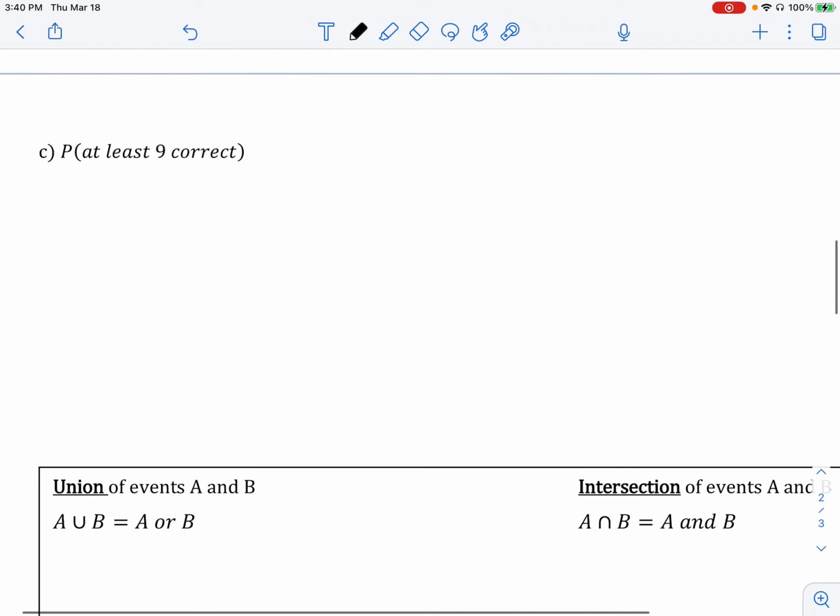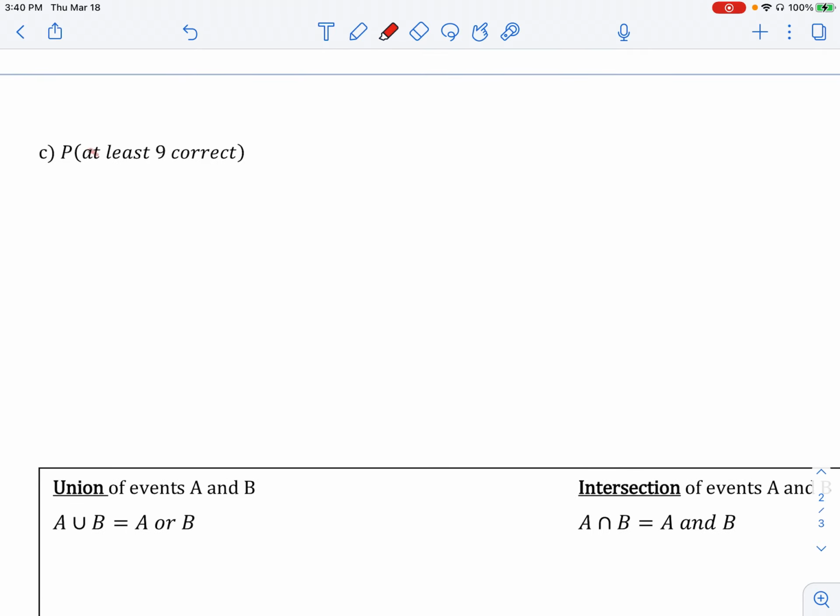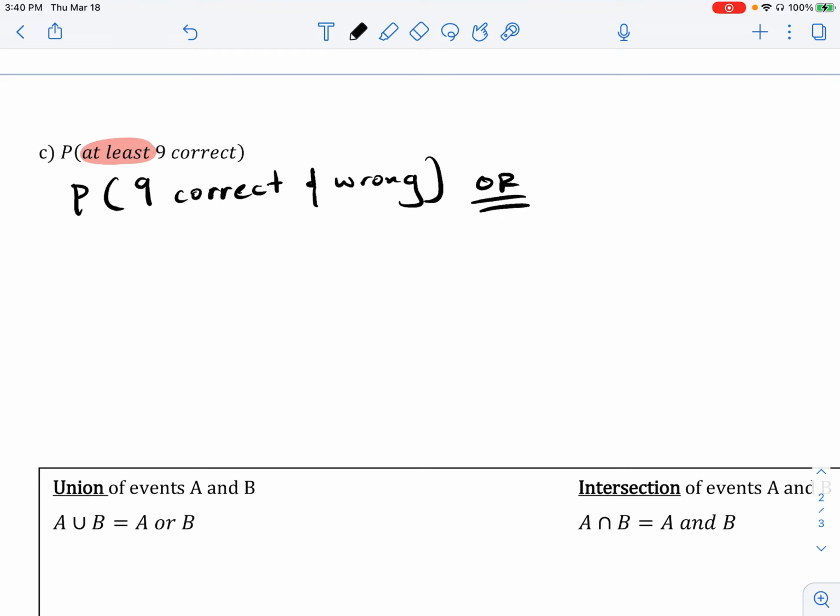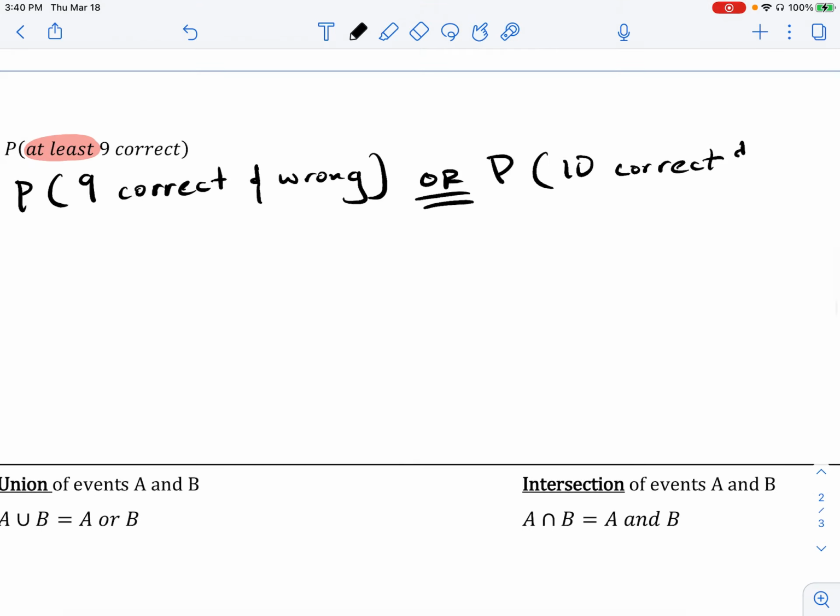All right, for this next problem here, I just want to highlight the word at least. And what that means is that we've got the probability of 9 correct and 1 wrong. And that word at least means we have a number of different situations that we need to account for. This also means that we have, or, the probability of all 10 correct and 0 wrong. Okay, so take that into account.